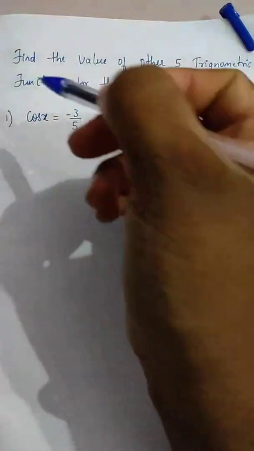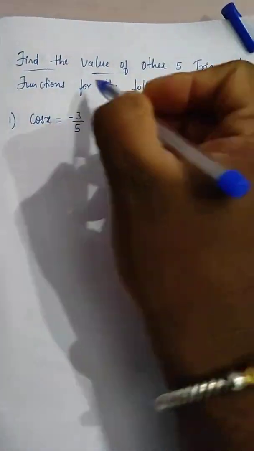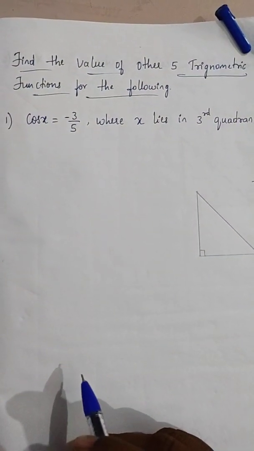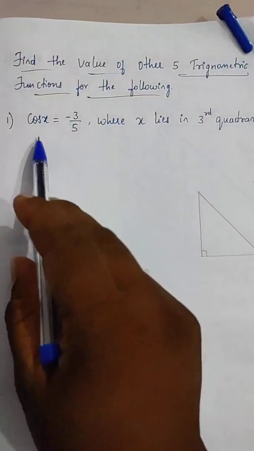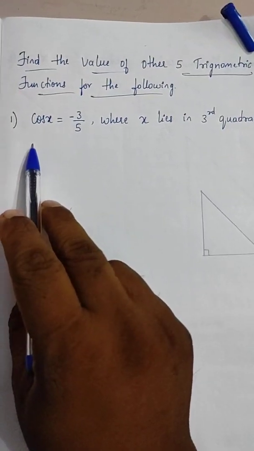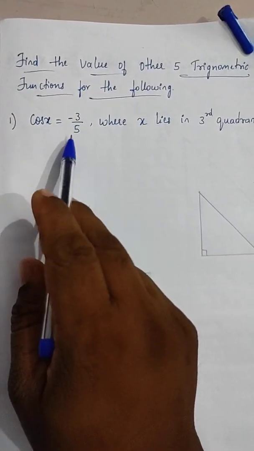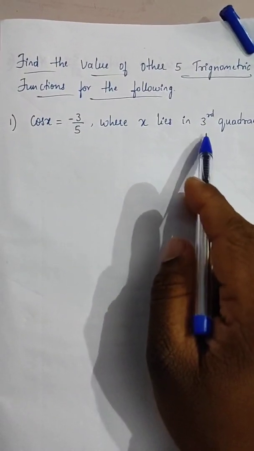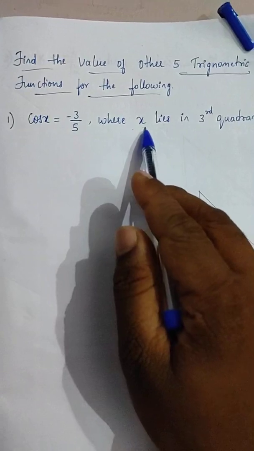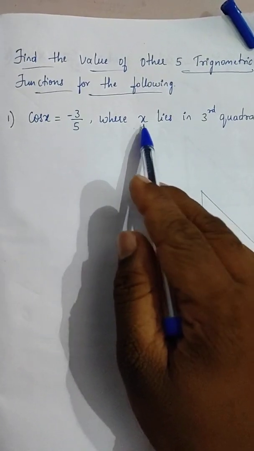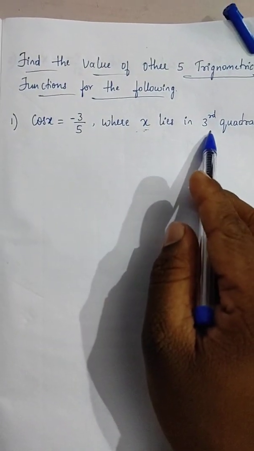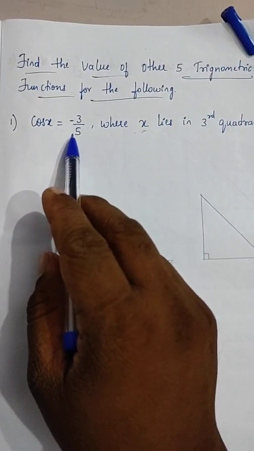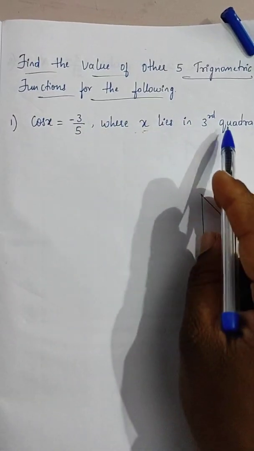Here, to find the value of the other 5 trigonometric functions, one trigonometric function is given. So which trigonometric function is given here? The first problem: cos x is equal to minus 3/5, where x lies in the third quadrant. Since x lies in the third quadrant, x means what? Angle. Since x lies in the third quadrant, cos is negative.